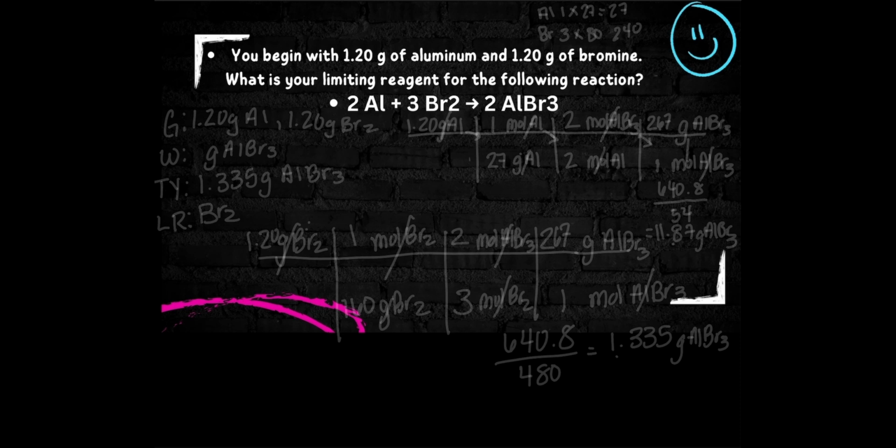Now next, we are going to list our given and our want. Now this is essential because this is going to help us to set up our railroad tracks the way that we want them. So when we read the question, you begin with 1.20 grams of aluminum and 1.20 grams of bromide. What is your limiting reagent for the following reaction?